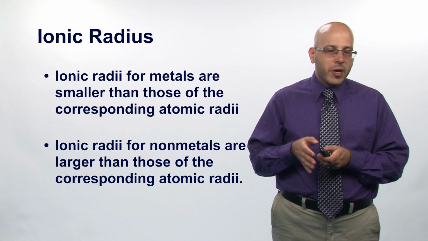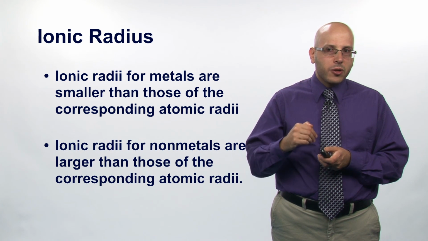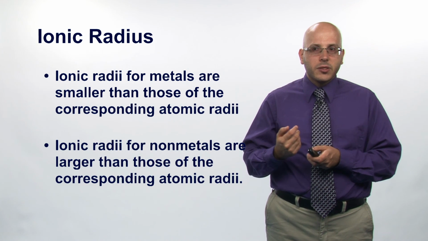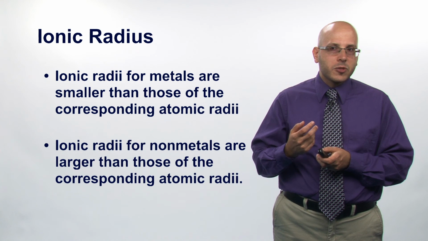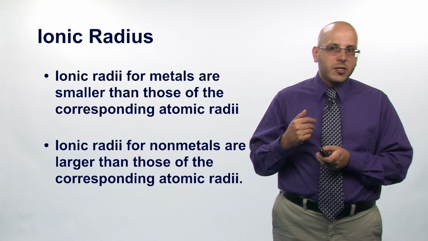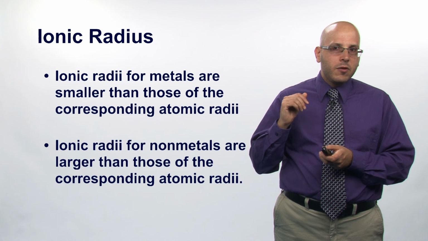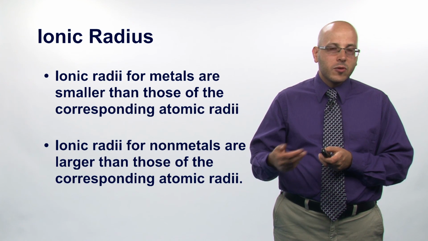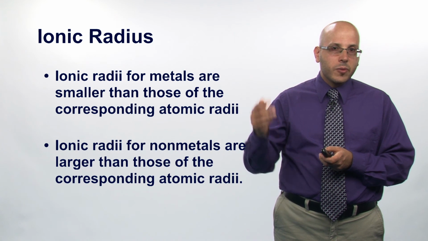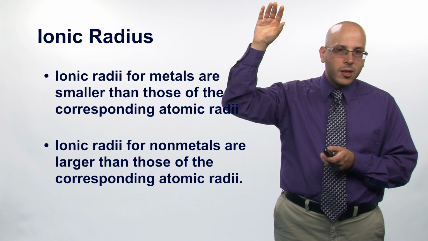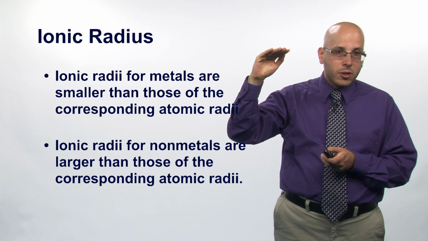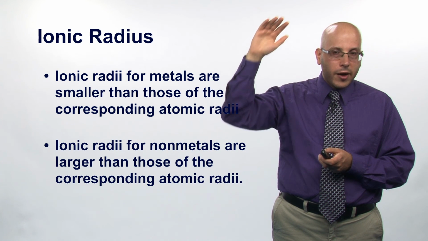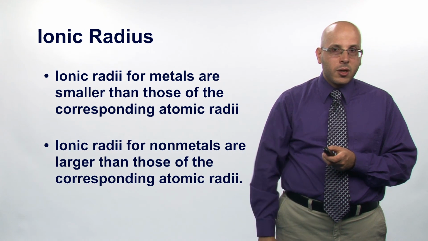For metals, the ionic radii tend to be smaller than the ones for the corresponding atoms. And for nonmetals, the radius tends to be a little bit bigger than for the corresponding atom. This makes sense if you think about it, because metals tend to lose electrons when they form ions. And if they're losing electrons, those electrons are coming from the outermost energy levels. That means the atom had to lose electrons from the top to become the ion. It shrunk. That outermost energy level is gone, doesn't exist anymore.